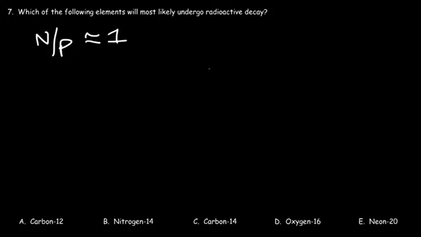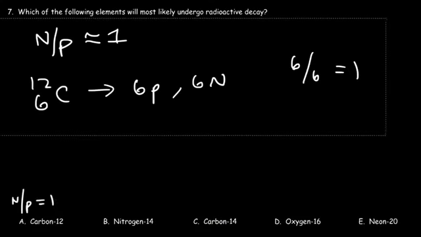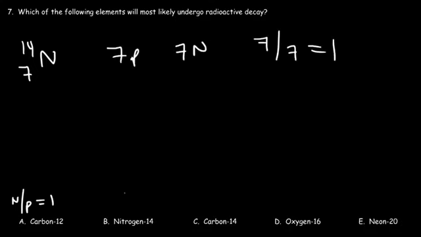So let's analyze carbon-12. Carbon has an atomic number of 6, so carbon has 6 protons and 6 neutrons. 6 divided by 6 is 1. So the neutron-proton ratio is 1 for carbon-12. So we could say that carbon-12 is stable. It's not going to undergo radioactive decay. Nitrogen-14. Nitrogen has an atomic number of 7 if you look at the periodic table, and so it has 7 protons and 7 neutrons. 7 over 7 is 1. So it too has a neutron-proton ratio of 1.